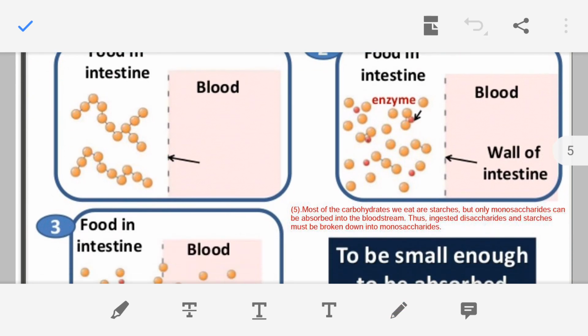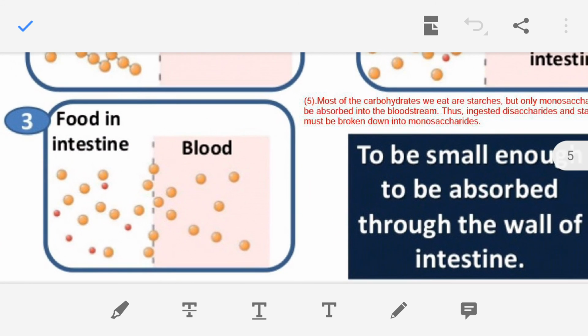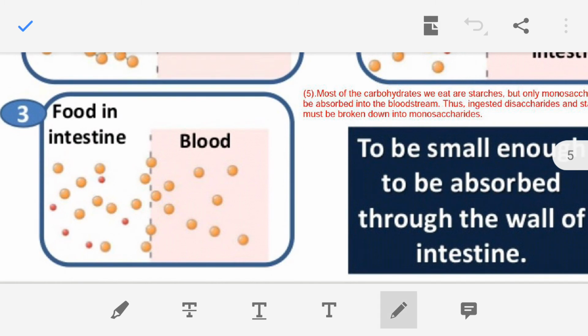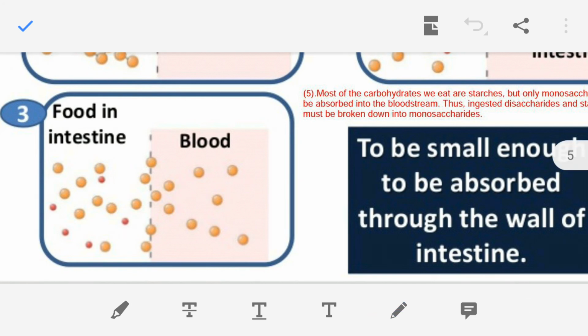Once the digestion is completed, let's say in the small intestine, the larger molecules are converted into smaller molecules. Let's say the starch is completely digested, then we have glucose. This glucose will be absorbed and then it will enter into the blood, and via the medium of the blood it reaches our body cells.